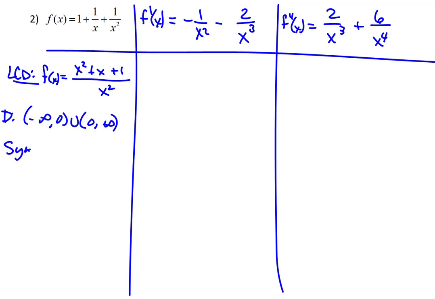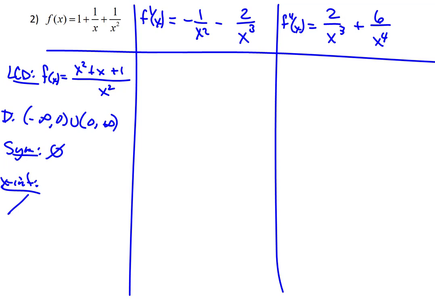For our symmetry, using that same test of f of -x, this one actually has none, so we're expecting no symmetry with the graph. For our x-intercept, remember that's setting y equal to 0. In fraction form, that'd be like saying the numerator of this function is 0, but x squared plus x plus 1 actually never does equal 0, so there is no place where we have an x-intercept. Okay, fine. That's just good to know.